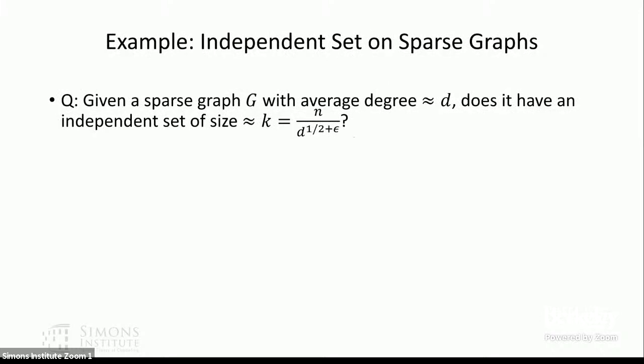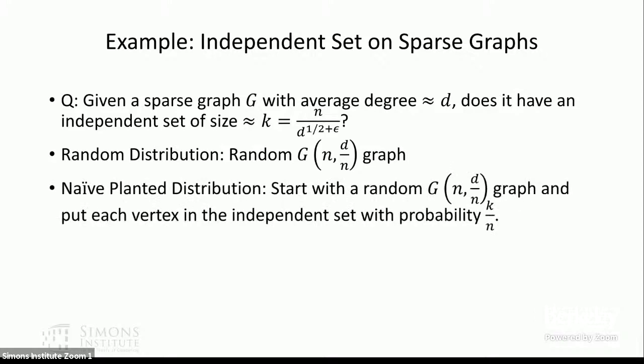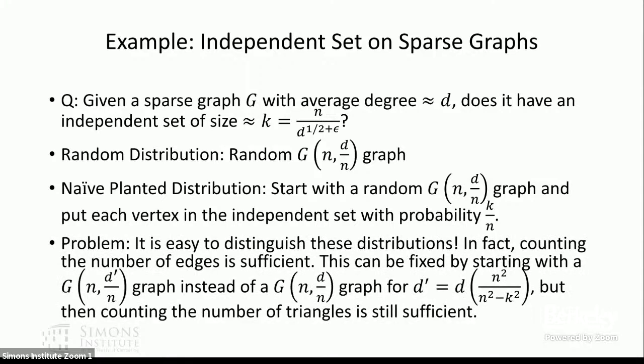The last example I'll give is independent set on sparse graphs. So given a sparse graph G with average degree d, does it have an independent set of size k, roughly n over d to the 1/2 plus epsilon? So here we can have the random distribution be a G(n, d/n) graph. So a naive plant distribution is to start with this graph and then put each vertex in the independent set with probability k over n. The problem is that it's easy to distinguish these distributions. In fact, counting the number of triangles is efficient. So what can we do?